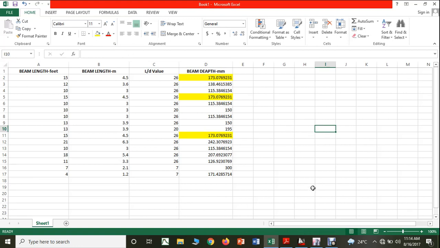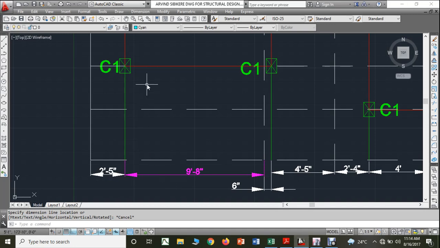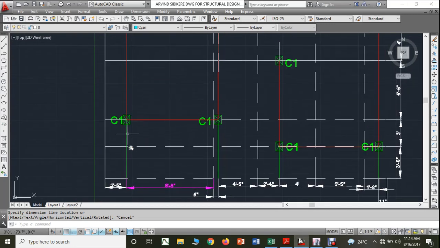One more thing I would like to make very clear, students: whenever we are drawing the cantilever, we have to make sure that out of this beam and this beam, which is having the larger depth.